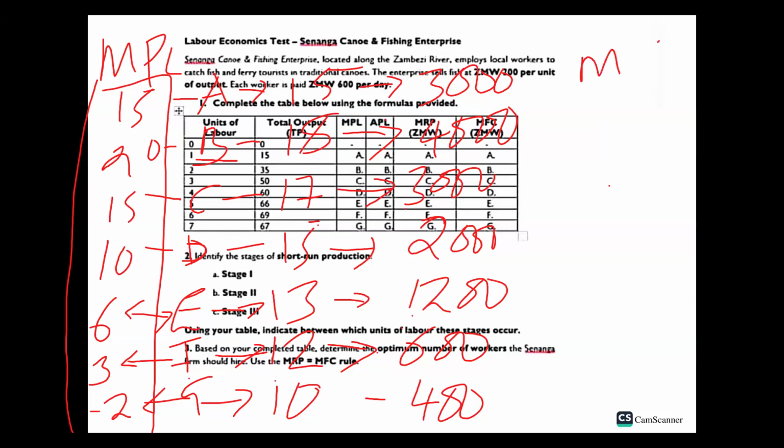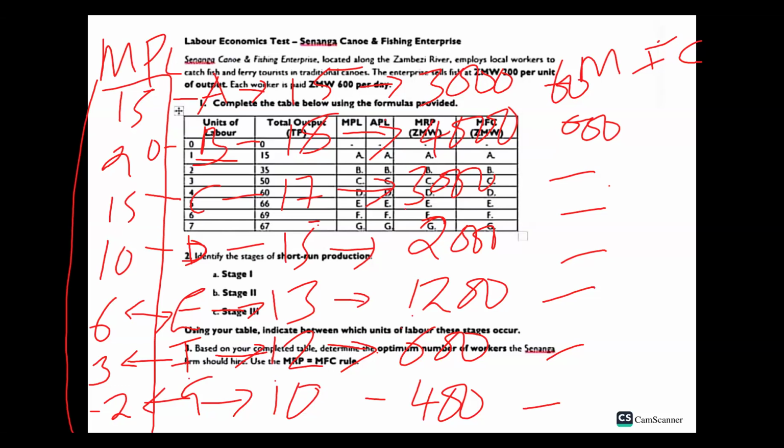MCF, which is marginal factor cost. Marginal factor cost is equal to the wage. It's always constant, all right? It's equal to the wage. The marginal factor cost is equal to the wage, constant. So it will be 600, 600 throughout, right? 600, 600, 600, 600, 600, and keep going down. You got that one?